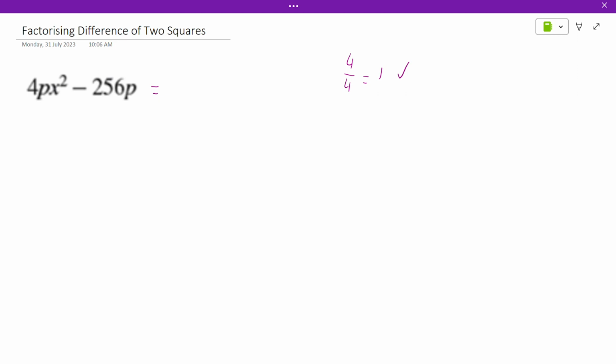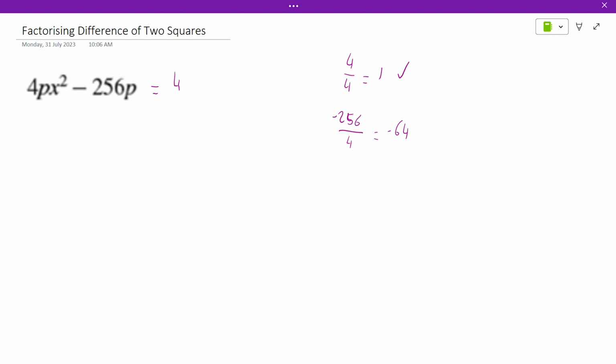Now let's look at negative 256. If I divide 256 by 4, we get an answer of 64. So this one will be negative 64. So that fits. So highest common factor in terms of numbers is going to be 4.